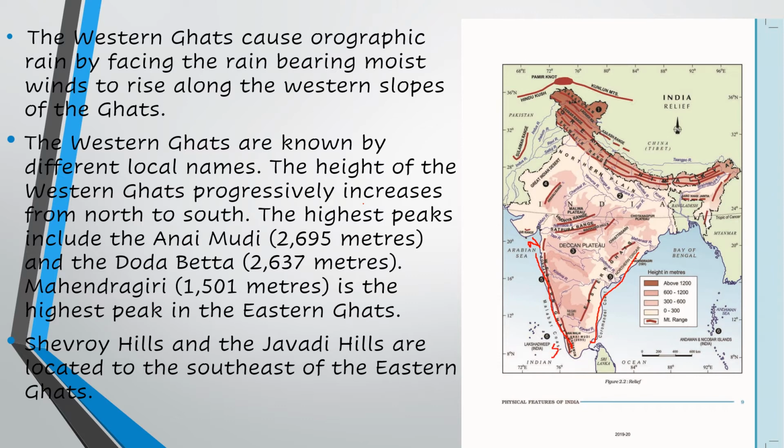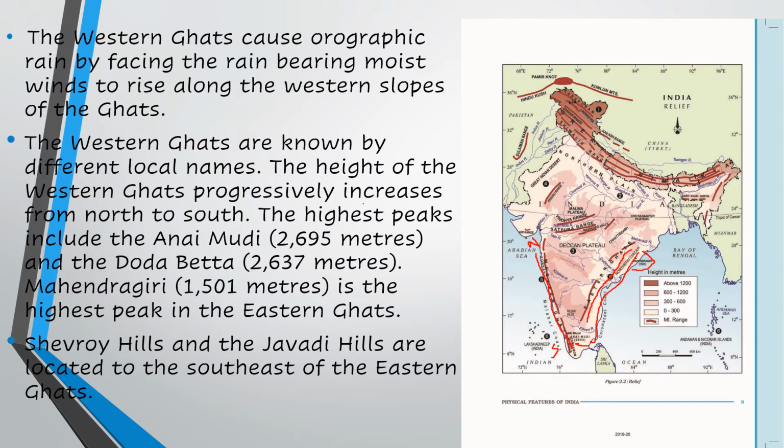The highest peaks include Anaimudi, you can see over here, that is 2695 meters, and Doda Beta, that is 2637 meters, and you can see Mahendragiri over here, right? And Mahendragiri, that is 1501 meters, is the highest peak in the Eastern Ghats. These three are the highest peaks.